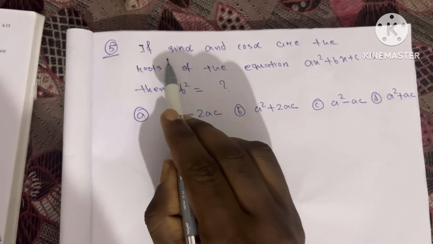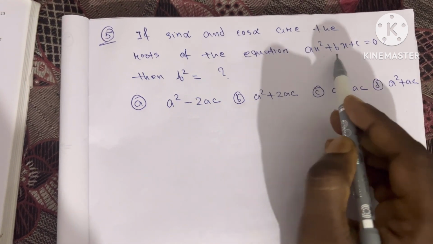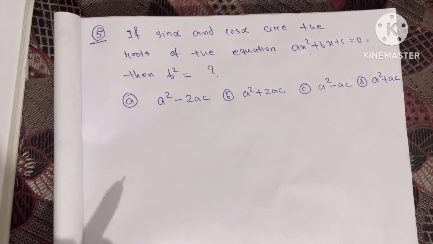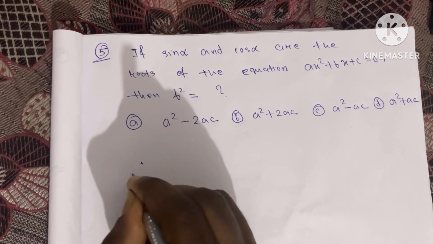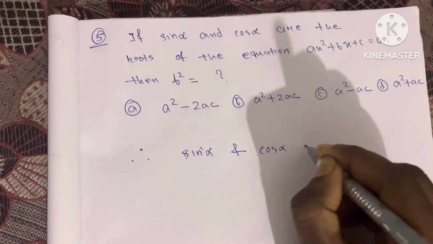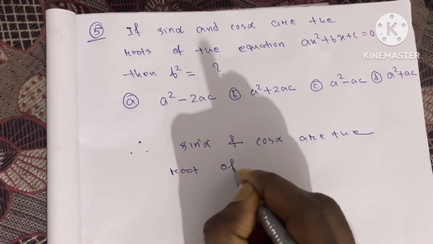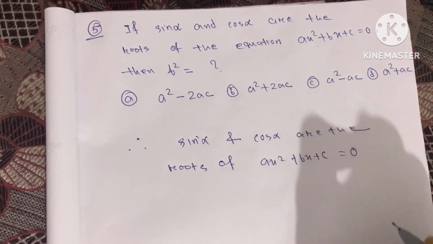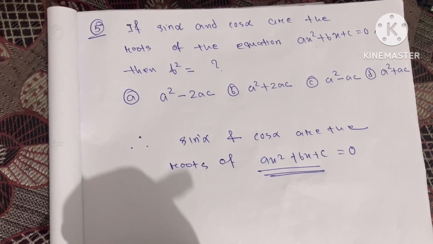So question number 5. If sin alpha and cos alpha are the roots of the equation ax square plus bx plus c equal to 0, then b square is equal to what? So this is very simple. According to the question, sin alpha and cos alpha are the roots of ax square plus bx plus c is equal to 0. Our equation is already in standard form, so no need to compare with standard form.